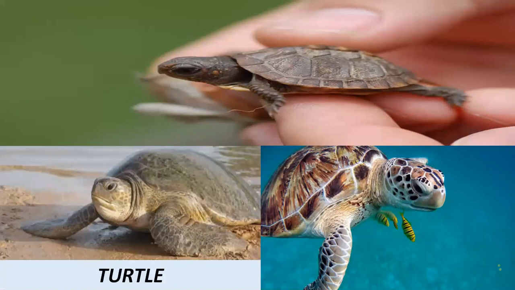Turtles are found on land. The first one, the upper picture, they have hind limbs and forelimbs. While in the tortoise, the forelimb is flap-like, so it helps it to move in the water.